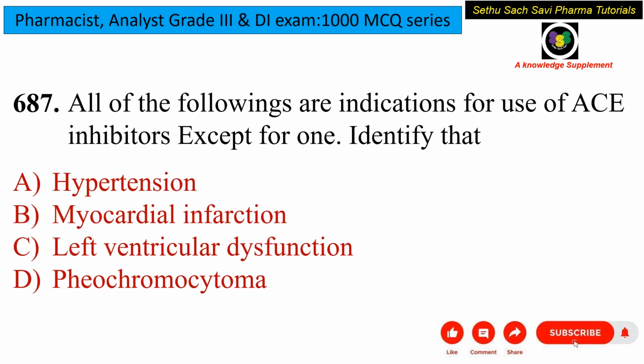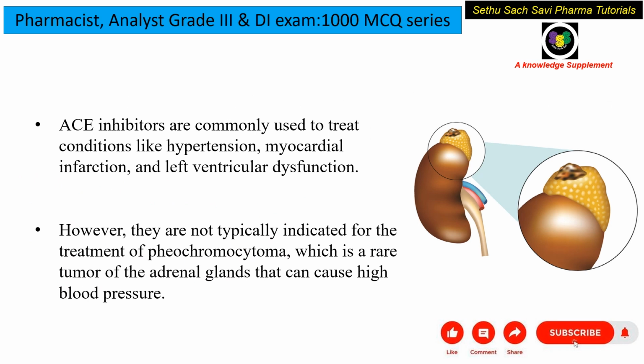All of the following are indications for the use of ACE inhibitors except for one. Identify that. ACE inhibitors can be used for hypertension, myocardial infarction, left ventricular dysfunction, or pheochromocytoma. In which condition can ACE inhibitors not be used? ACE inhibitors can be used in hypertension, myocardial infarction and left ventricular dysfunction.